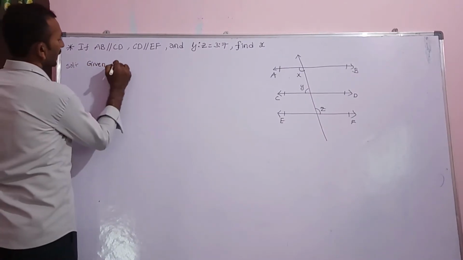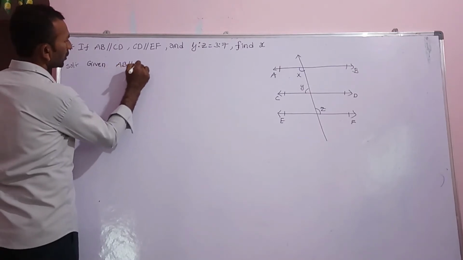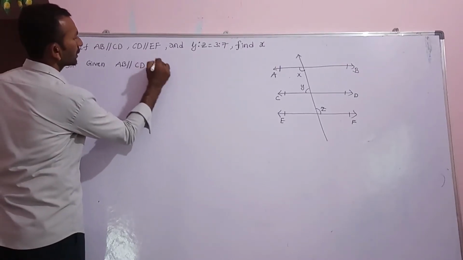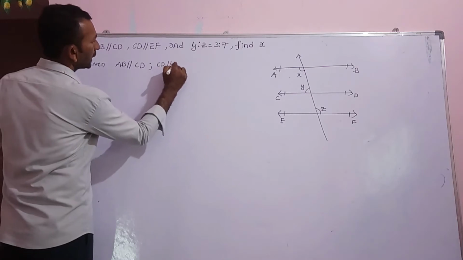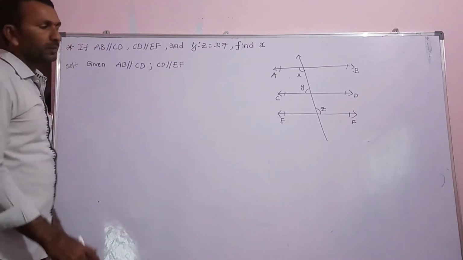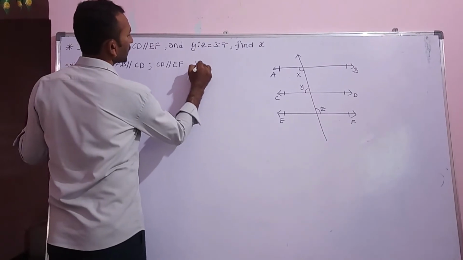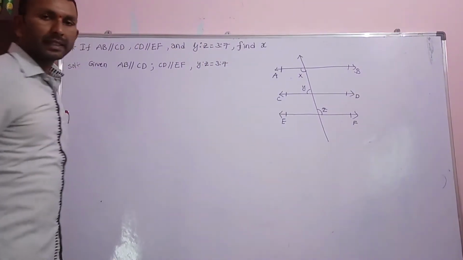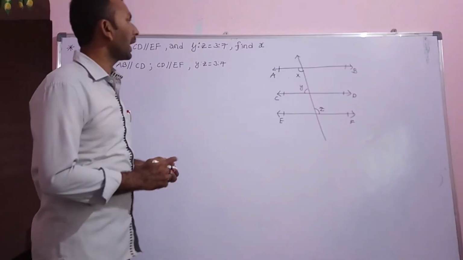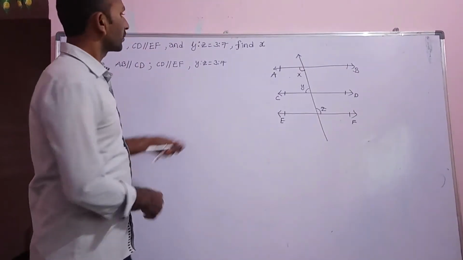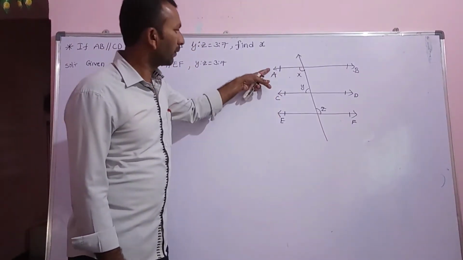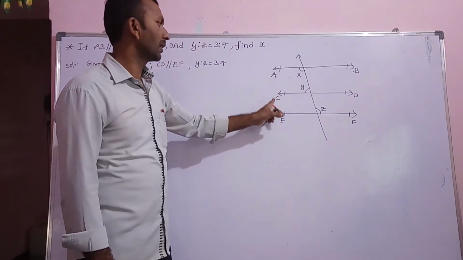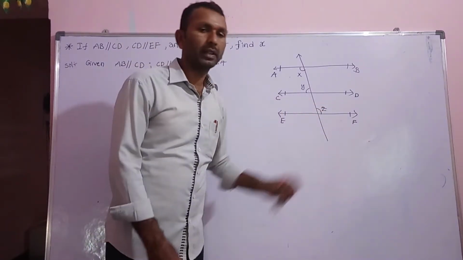So lines AB parallel to CD, and CD parallel to EF. Another given is Y is to Z equals 3 is to 7. These are the given values, and we need to find angle X. Here three lines are there: AB, CD, and EF. AB and CD are parallel to each other, and CD is parallel to EF.